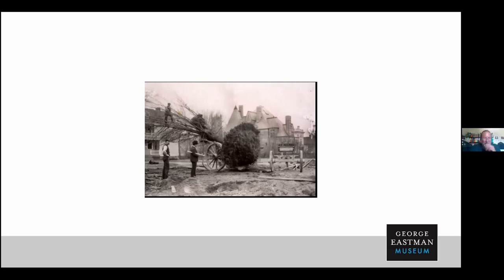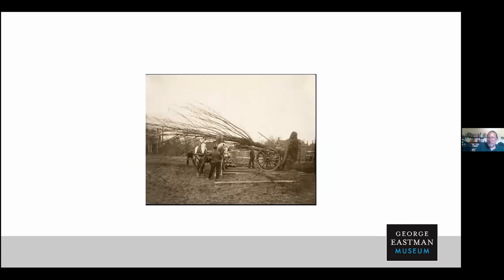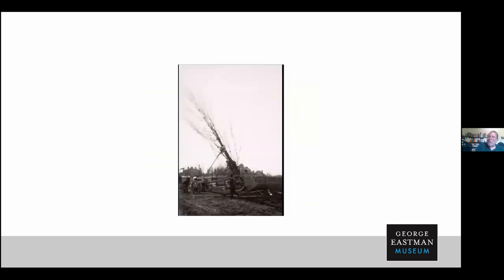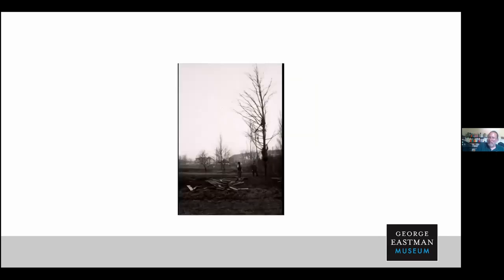Bit of a side note, the house you see in the background, that is the Ross property. That would be the house and property that Eastman buys in 1915 when he goes to expand his property. So you can see here now the tree is getting attached to the horse. The tree is now being moved to where he wants it to and stood right back up. Very ingenious ways of moving trees back then.